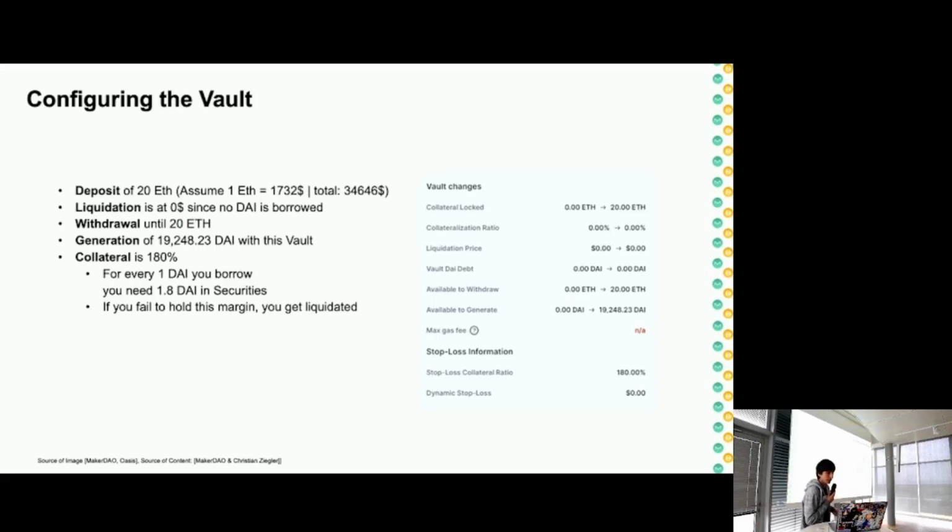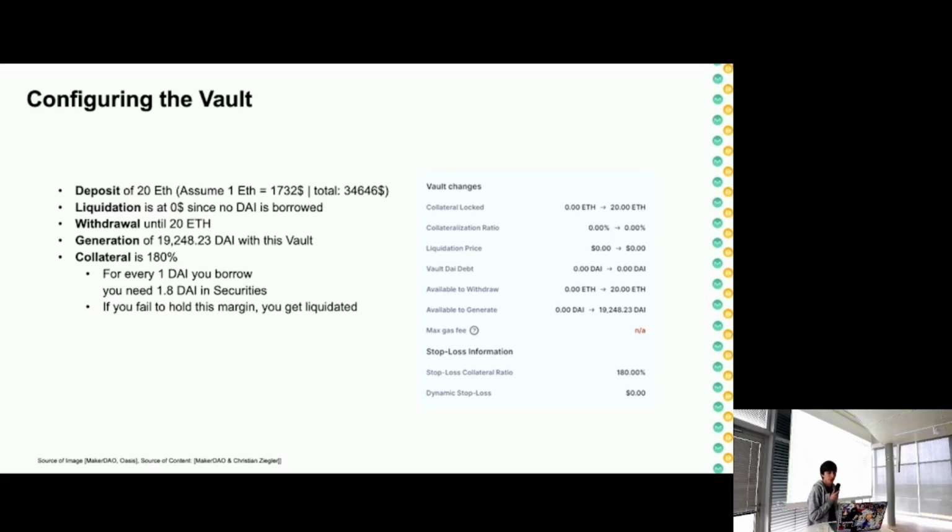Let's see how this looks in practice. So imagine we want to create stablecoins, the stablecoin DAI. We deposit 20 Ethereum. We assume that one Ethereum is $1,732. So in total, something around 35,000 US dollars. And then we create this vault contract. Collateral, we assume the collateral that we need is 180%, because we always need more collateral than we deposit, because otherwise if the price of Ethereum drops, the worth of the stablecoin would also drop. So we have to keep a safety margin, and in this case it's 180%.